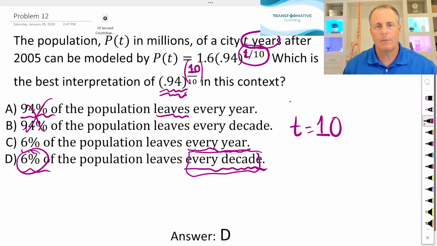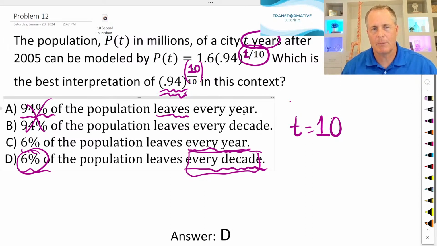Okay. Hope you're starting to realize the importance of picking your own numbers and putting them into Explore a little bit.